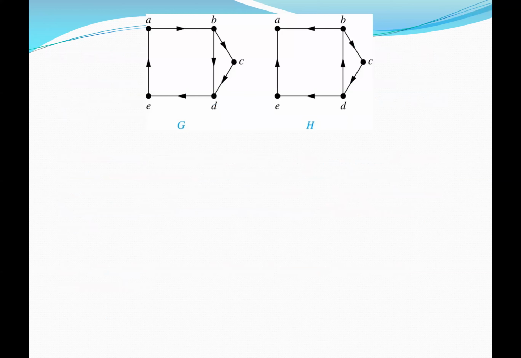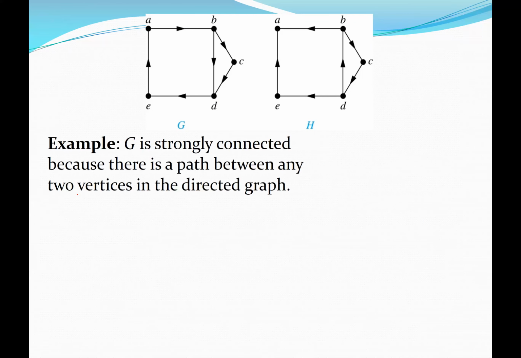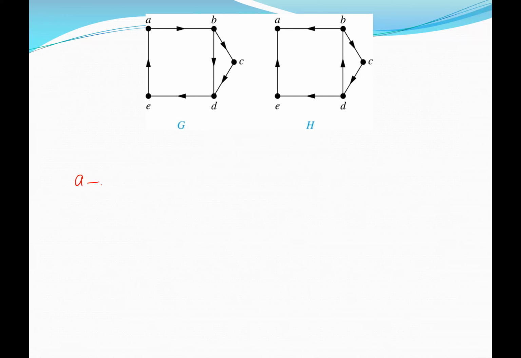So here's the example. We have two graphs here, G and H, right? So we can see whether graph G is strongly connected or weakly connected. All right, so you can pick any path, right? For example, A to B. Can we go from A to B? Yeah, so A to B works. How about B to A?